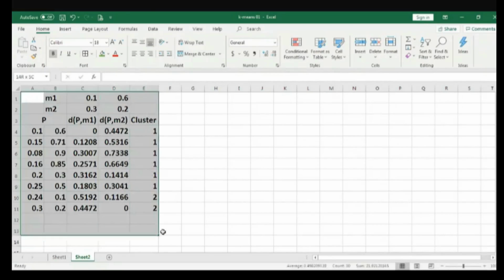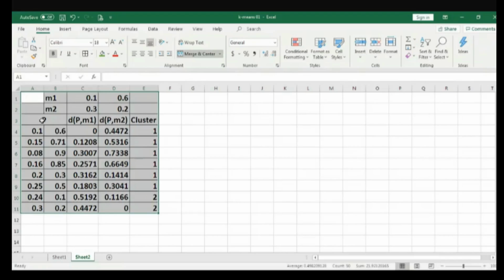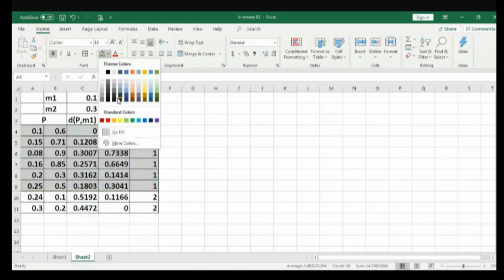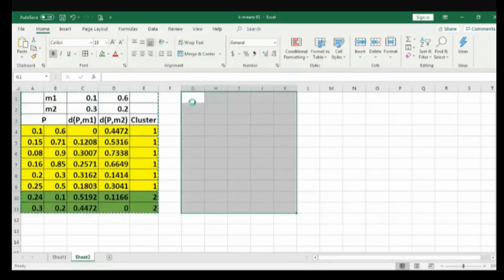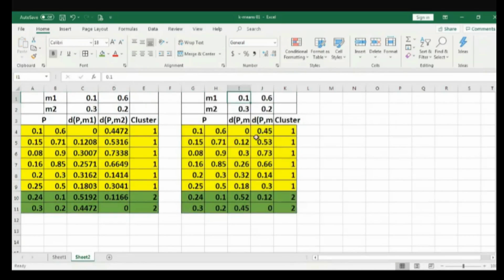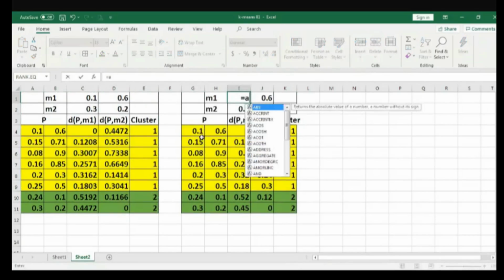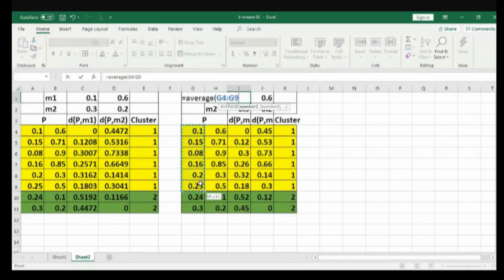Now I'll just make a box, and this will be your first cluster, let's say yellow, and this will be your second cluster, so it will be green. So this is the final cluster assignment. There are only 2 points because M2 is the end point, that is the 8th point. Now I'll copy this and paste it over here, and this M1 has to be the average of this.